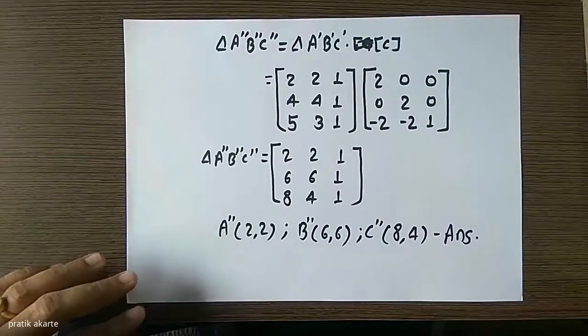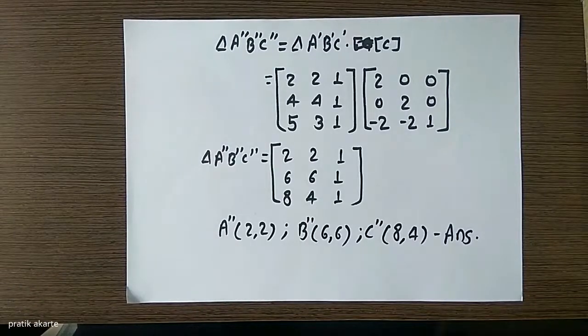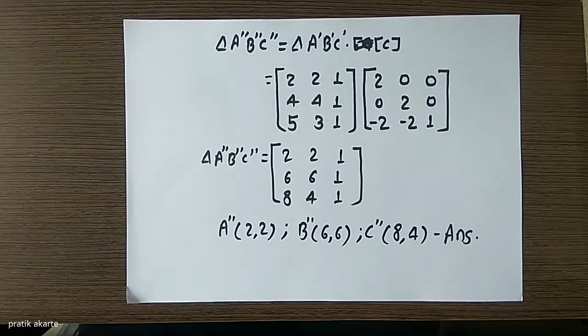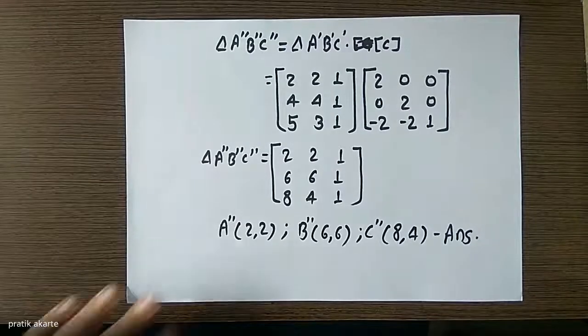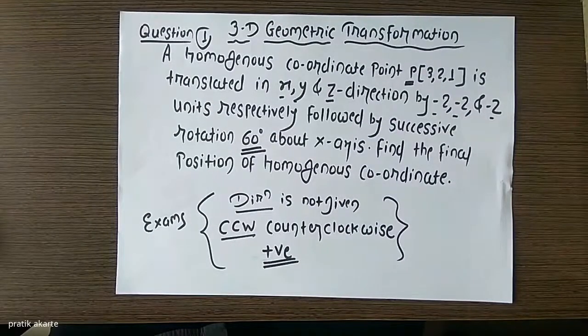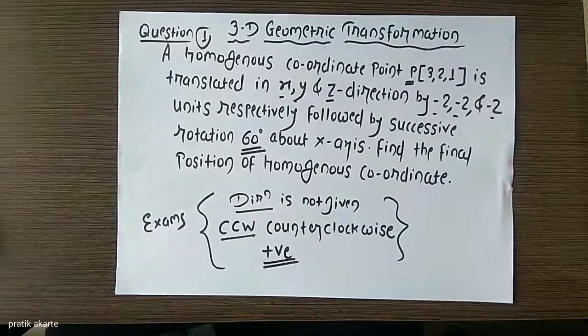Okay, moving forward, this is regarding two-dimensional geometric transformations. Now we have the case of three-dimensional geometric transformation. So what is three-dimensional geometric transformation? In three-dimensional geometric transformation, we have one more dimension, one more coordinate axis added, and that is the z-axis. Okay, so let us start with the problem.